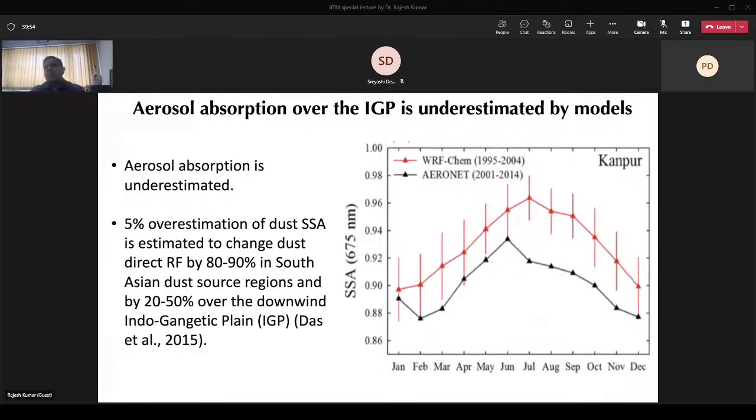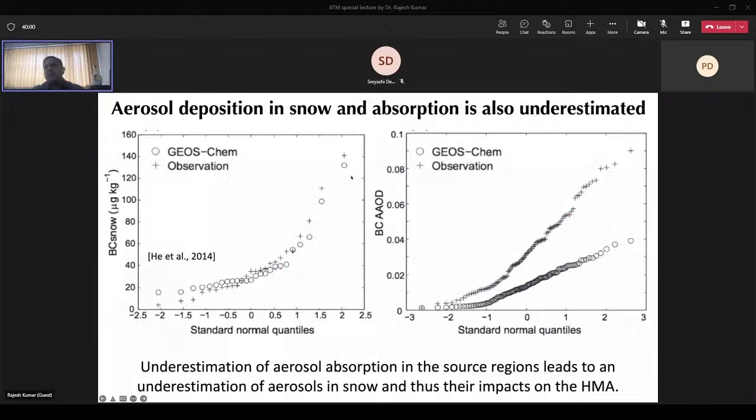Because we are also underestimating aerosol deposition in snow as well as the aerosol absorption. So here we are comparing black carbon in snow. This is the cumulative probability distribution function simulated by GEOS-Chem in circles, and observed values are shown in pluses. Although there is a good match of BC in snow, when we compare the black carbon absorption optical depth with the observation, you can see that GEOS-Chem has a large underestimation.